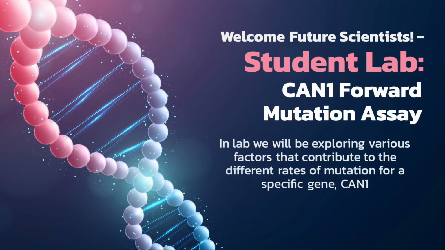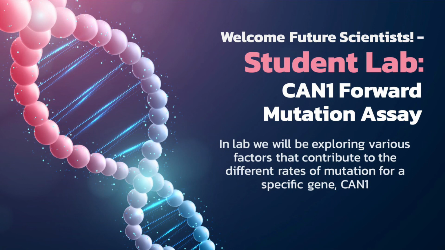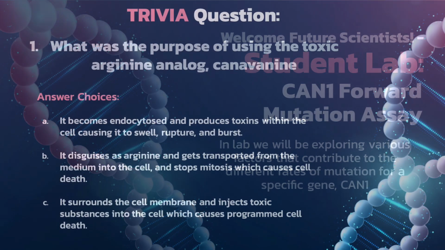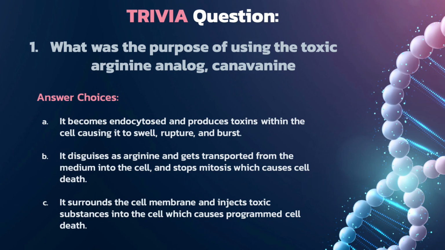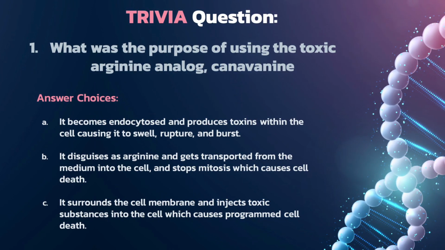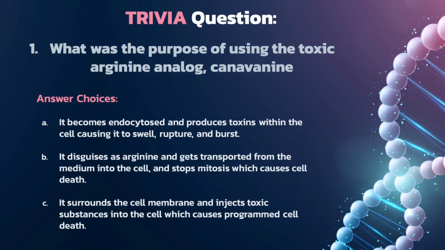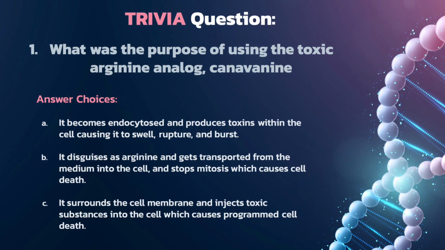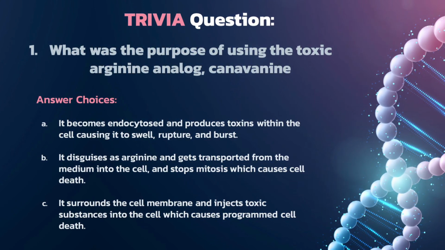Welcome everyone. So today in the lab we will be working on exploring the mutation rate for the specific gene CAN1. We will also be looking into various factors and conditions that may influence this mutation rate and why that may be the case. So to start us off with a trivia question, after reading through some background material on our experiment, what do you believe was the purpose of using the toxic arginine analog canavanine?